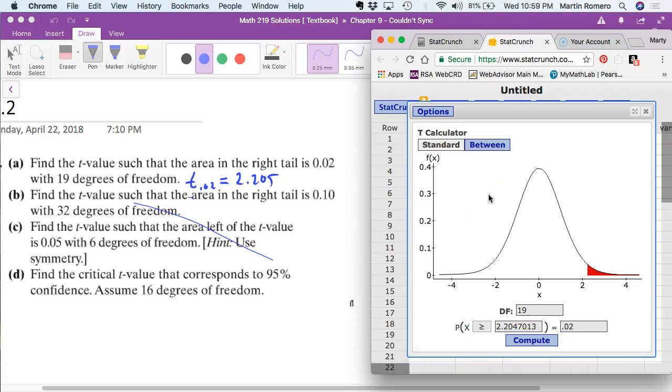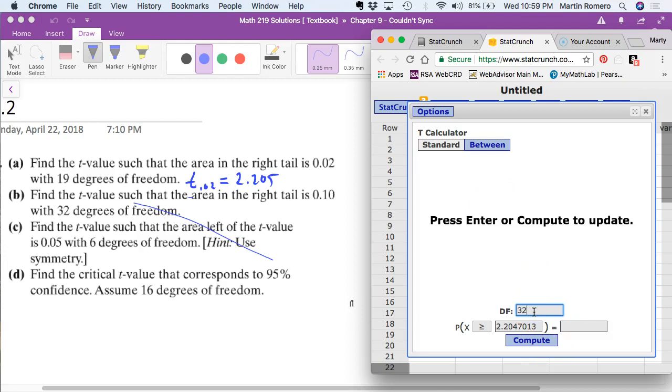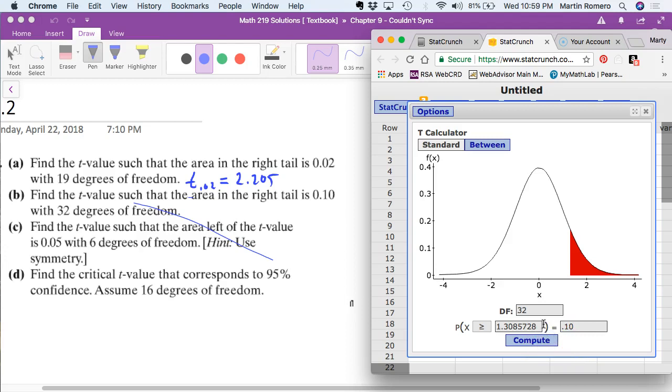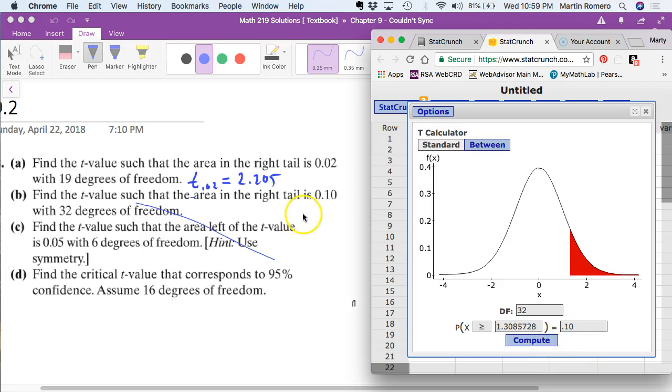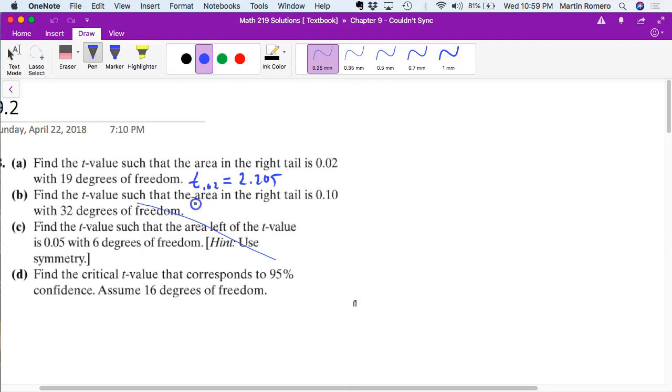Find the area in the right tail is 0.10, 32 degrees of freedom. Put 32 here, 0.10 here, compute, and you get 1.309 is the next one. So T 0.10 with 32 degrees of freedom is 1.309.